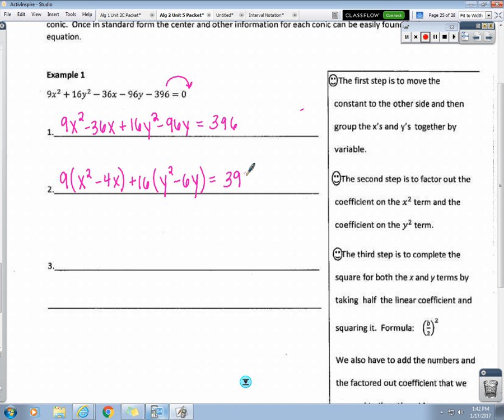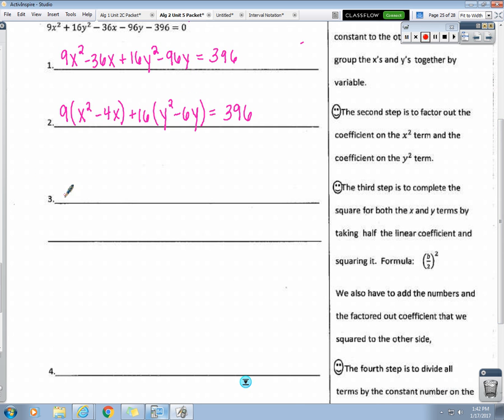Okay, so that's step 2. Factor out the number with the x squared and the number with the y squared. We didn't have to do that with parabolas because they never had a number other than 1. Okay, the third step is to complete the square. So this is when you start drawing in the blanks. So it'll be 9, and then parenthesis x squared minus 4x plus a blank. And then plus 16 times y squared minus 6y plus a blank. And then just like always, since we added 2 blanks on this side of the equation, we will add 2 blanks on this side of the equation.